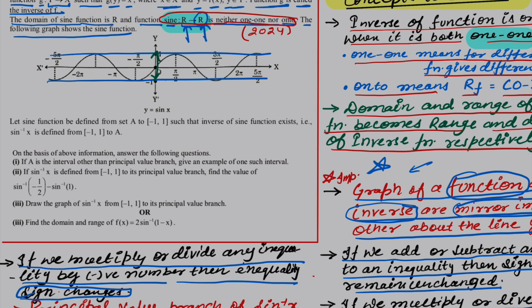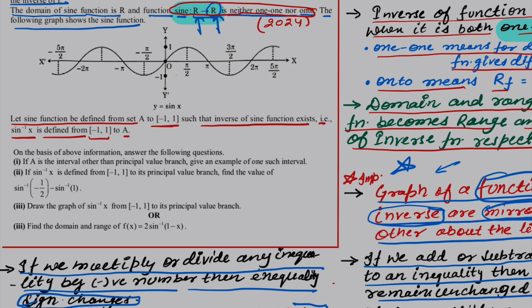To define the inverse function of sine, firstly we have to make the sine function one-one onto, or bijective. Clear? Let the sine function be defined from set A to -1 to 1 such that the inverse of the sine function exists. That is, sine inverse x is defined from -1 to 1 to A. For the sine function to be invertible, we have to make it one-one and onto. So here we are saying that the codomain of the function is -1 to 1.